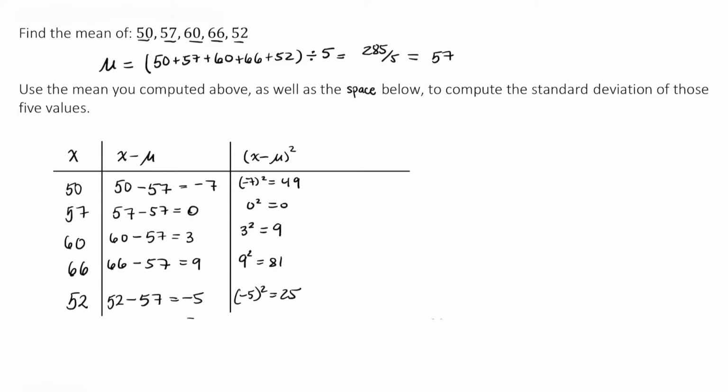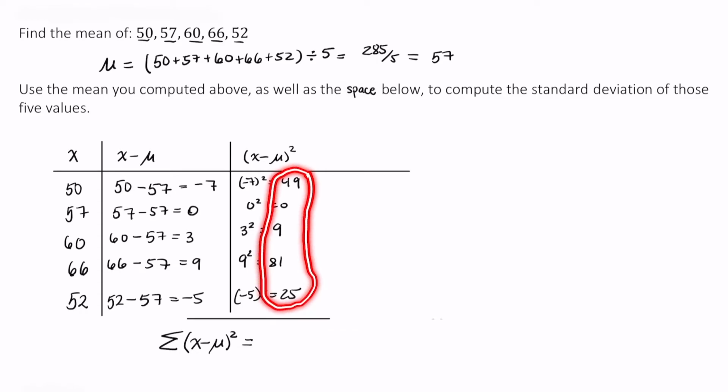So let's combine all of these values, and I'm going to do that by adding them up. So I want the sum of each value minus the mean squared. So take a moment and add these up. That is, add up 49, 0, 9, 81, and 25. Okay, and we end up with 164. So this is helpful, since now I can come up with a measure of about how far away each value is.